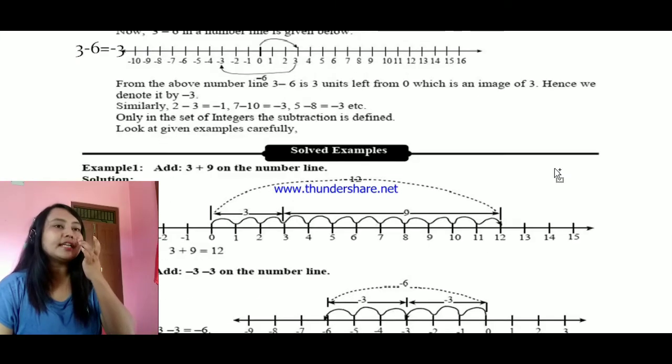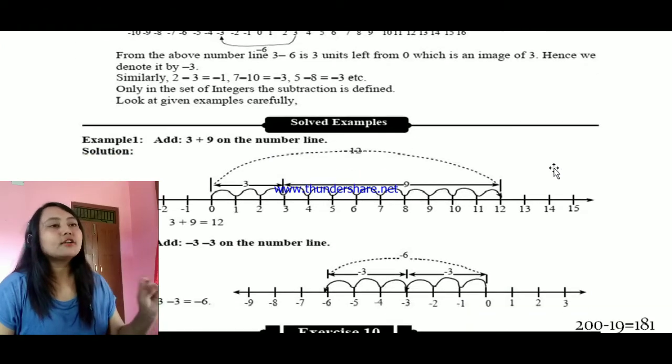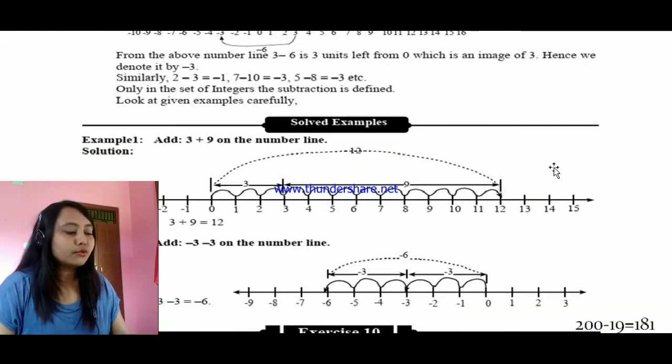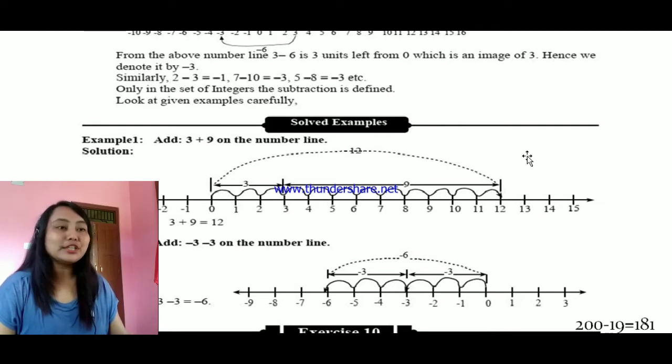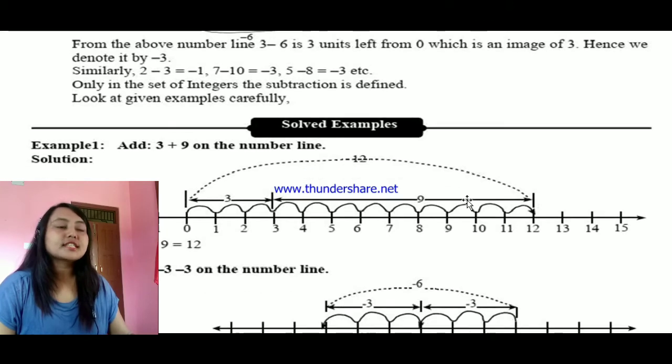Okay, so a very interesting thing is that in a number line system, we need to add the integers, and how we need to add the integers, we need to understand it. So please listen to me very carefully, and this one is very, very important. Suppose a question is given like 3 plus 9. Both the numbers are positive numbers, right? Both the numbers are positive.